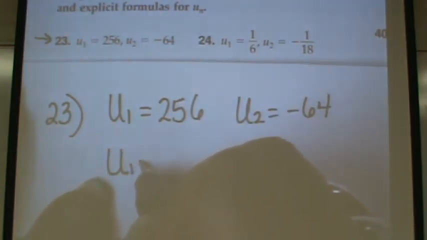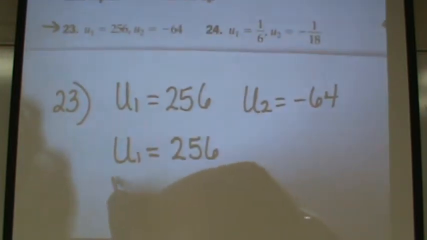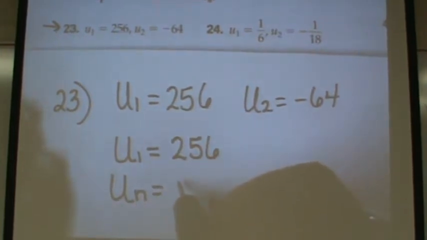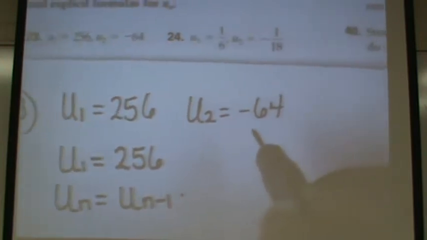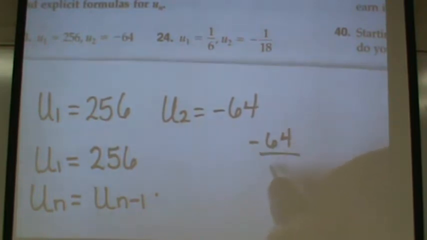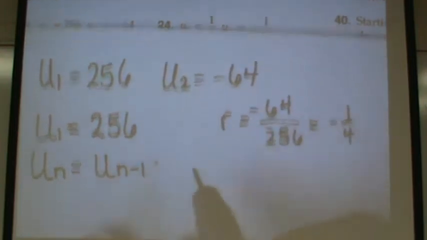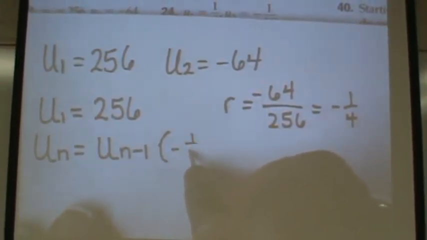For the recursive formula, you state the initial term, or initial condition. And then to find any term in the sequence, you take the previous term and multiply it by the R value. Well, we don't know the R value, we have to generate it. How do you get the R value? You take the second term and divide it by the first. So what is negative 64 over 256? It is negative 1/4. So this is your R value, and you're going to multiply the previous term times negative 1/4.